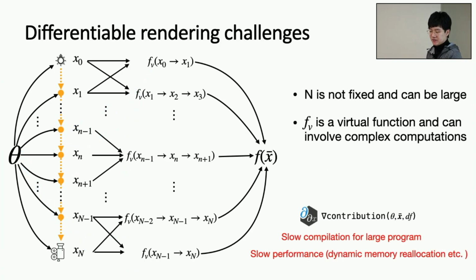There are some challenges faced by differentiable rendering. First, the length of the light path is generally not fixed and can be very large. Also, the function fv is a virtual function and can involve complex computations. We can use Enzyme to differentiate the whole path contribution function, but it will lead to very long compilation time, which is 10 to 20 minutes in our cases. Also, Enzyme cannot statically bound the size of the for loop, so it will reallocate memory dynamically, and this presumably slows the program as well.